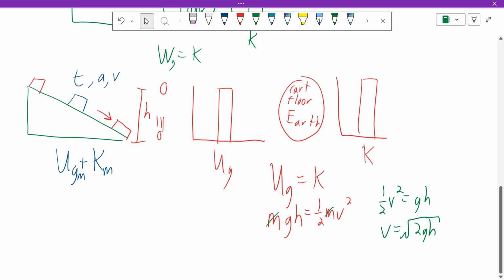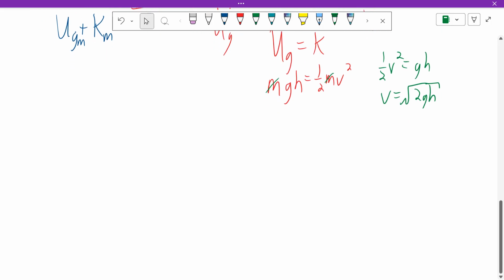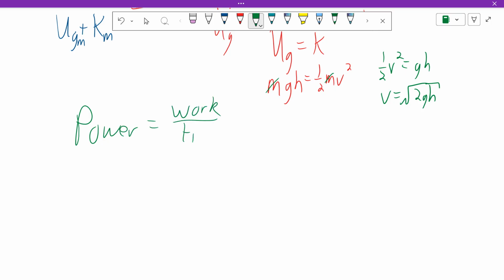The last thing I'm going to talk about here, sorry for a longer video, but I do need to mention power. So power is equal to work over time. And a lot of times these problems work out similarly. Work is energy transfer. So if you just figure out what the energy transfer is divided by how long it takes, that tells you power.